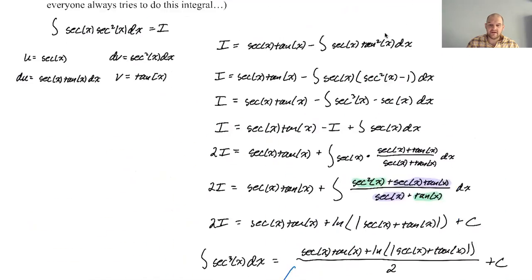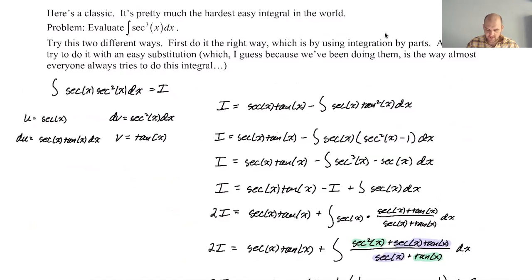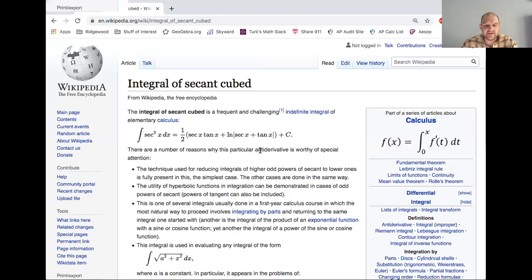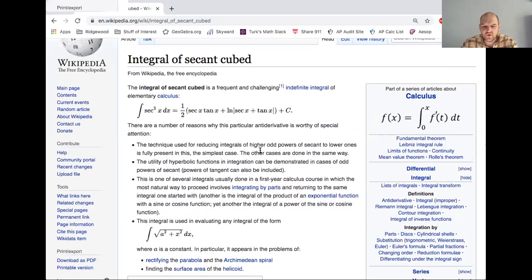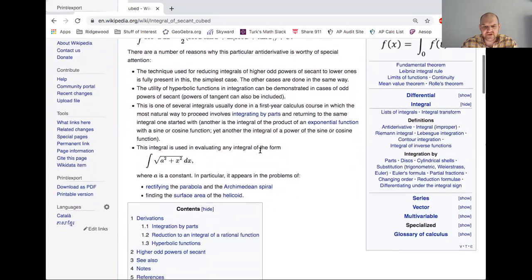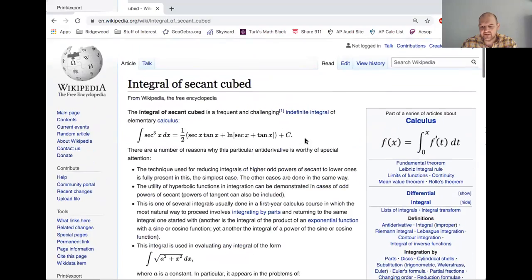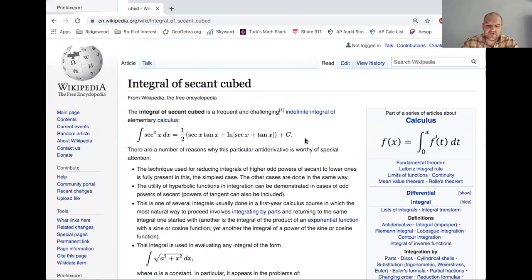Anyway, definitely worth memorizing. Such an interesting integral, in fact, that I'm just going to take a second and show you this. It has its own Wikipedia page, which is bizarre-ish, but it's an important integral. Look at that. Integral of secant cubed has its own Wikipedia page. So I would say it comes up a lot. In Calc 3, you need to know it frequently, and you just do not want to be deriving it. So yeah, make sure you are aware.